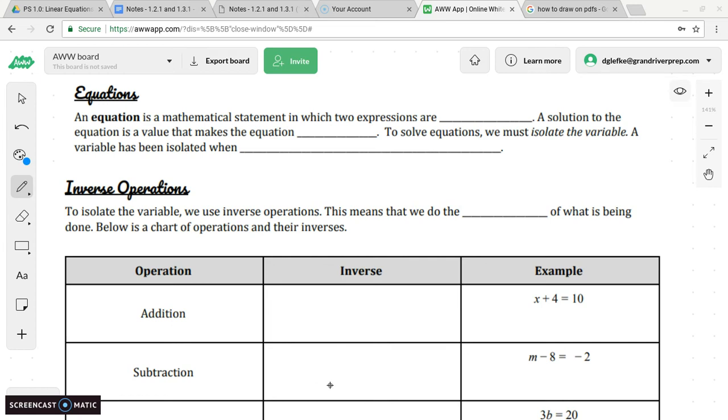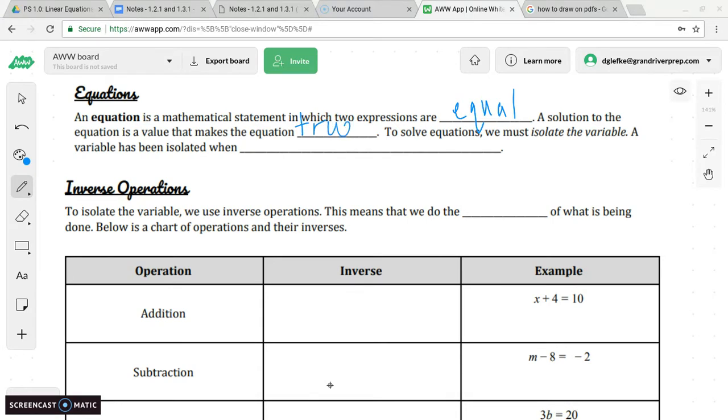In this video, we are looking at solving 2 or 3-step linear equations. So above this, you guys have a do now space, and we're going to start looking at what an equation actually means. An equation is a mathematical statement in which two expressions are equal. That's why we use an equation, because that tells us that both sides of the equation are equal. And a solution to the equation is a value that makes the equation true.